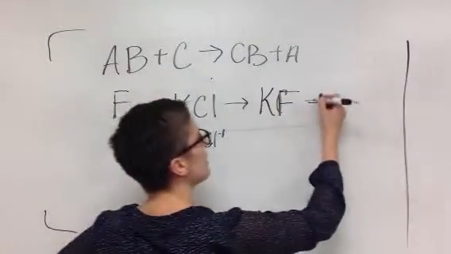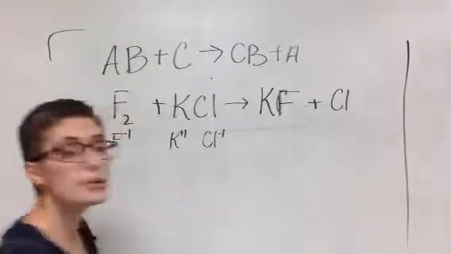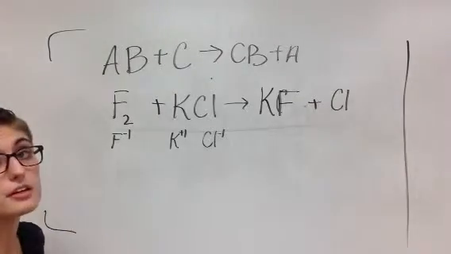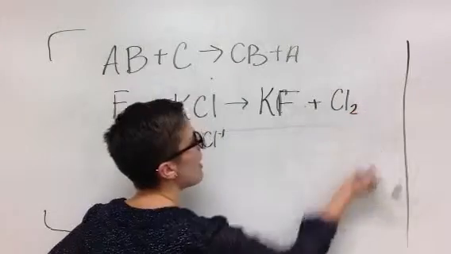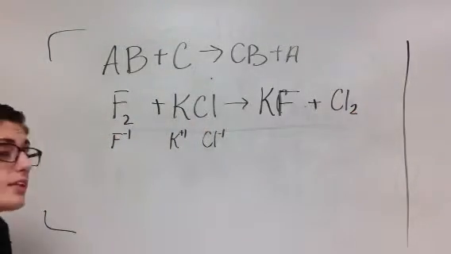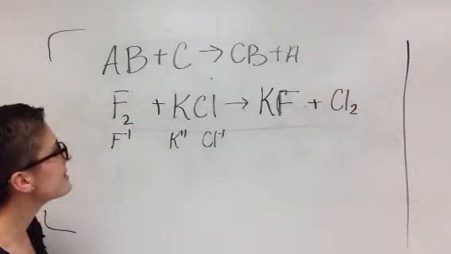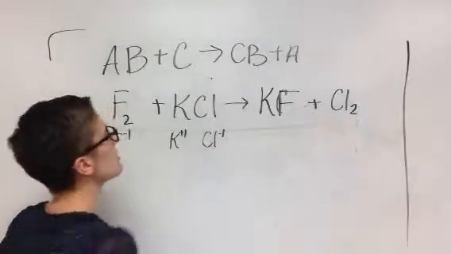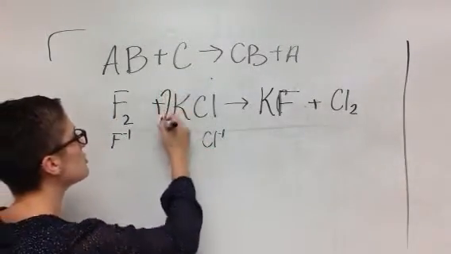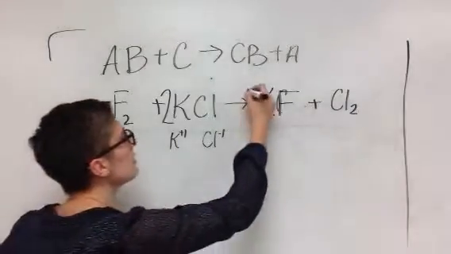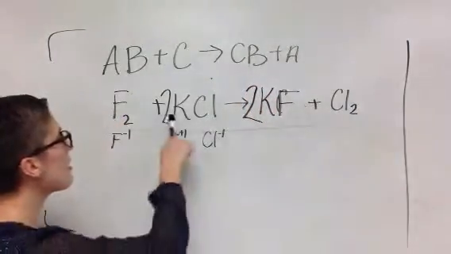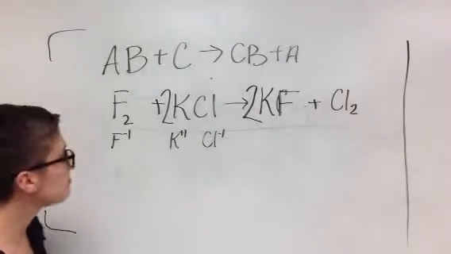And then also write in Cl. But remember, chlorine is also a Hofbrinkel, so it does not exist on its own. It's a diatomic element. So I have to put in the 2 there. Is my equation balanced? It is not. I've got 2 chlorines on this side and only 1 on this side, so I'll put a 2 in front here. And I've got 2 fluorines here and only 1 here, so I'll put a 2 in front there, and now I have 2 potassiums on both sides. Good to go.